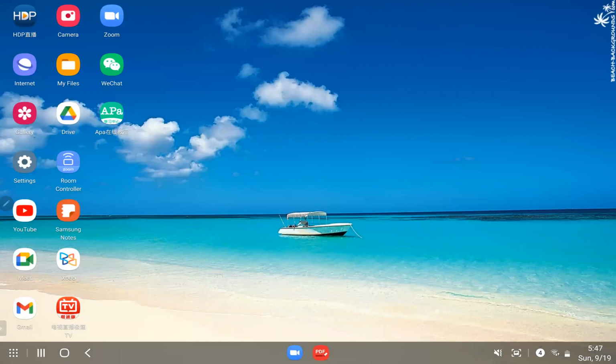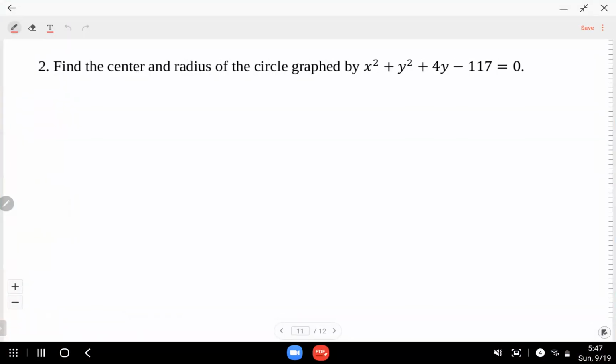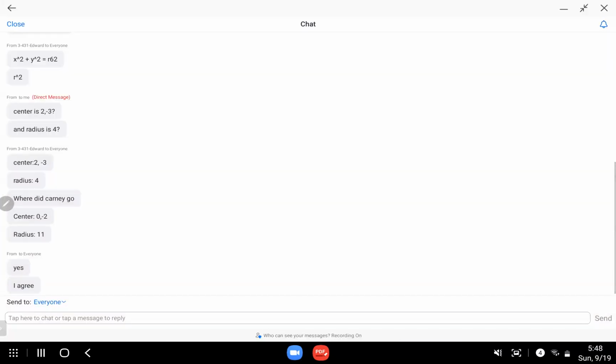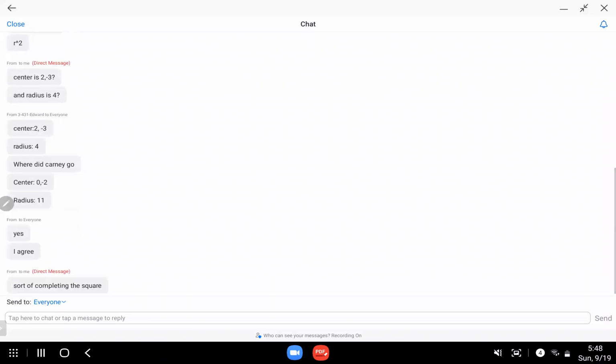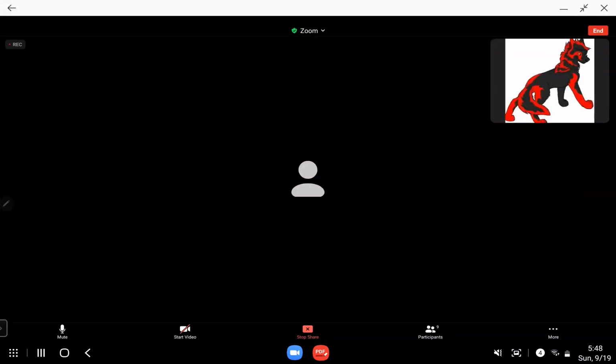How do we do this? What is the method you would use to make this the equation of a circle? Who knows the method we can use? Turn this into the format of our equation. What do we use here? So what we use is completing the square. Yes, completing the square. Very good.